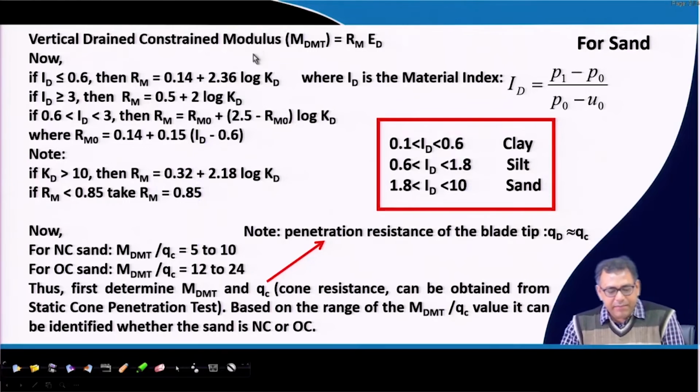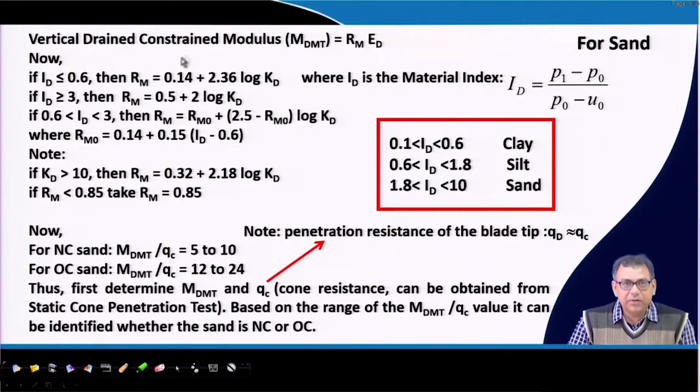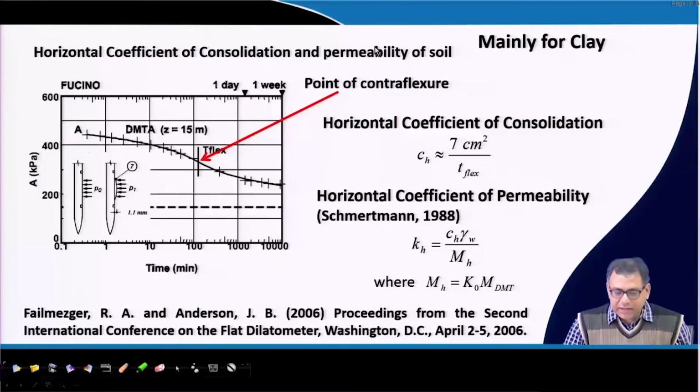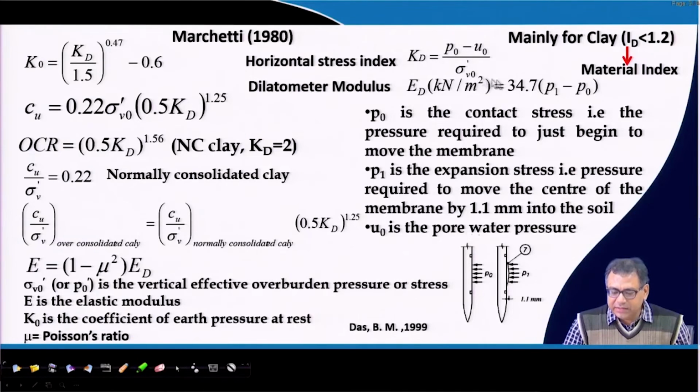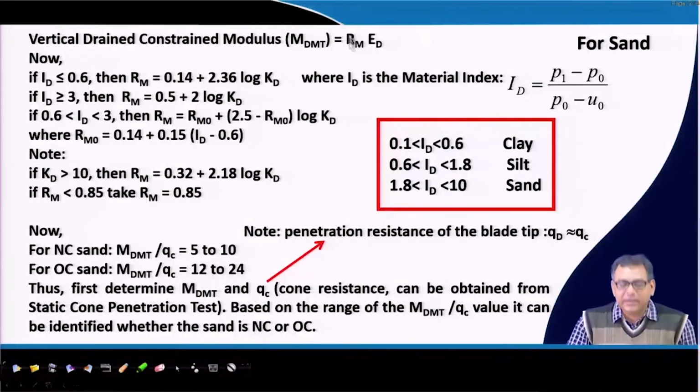Now, this M dmt is the drained constraint modulus of the soil. The constraint modulus is generally 1 by MB, where MB is the coefficient of volume change. And this M dmt I will get as Rm into Ed. Ed I will get from this expression, and how will I get the Rm? RM I will get by using these conditions.